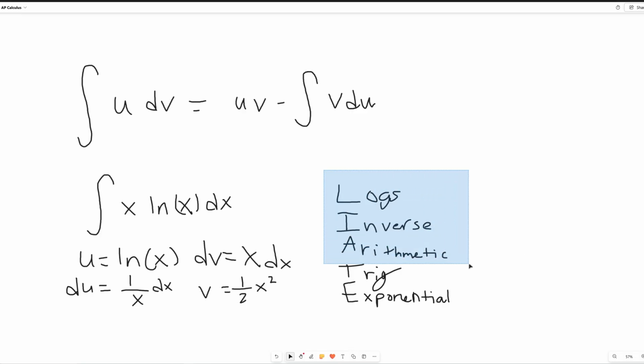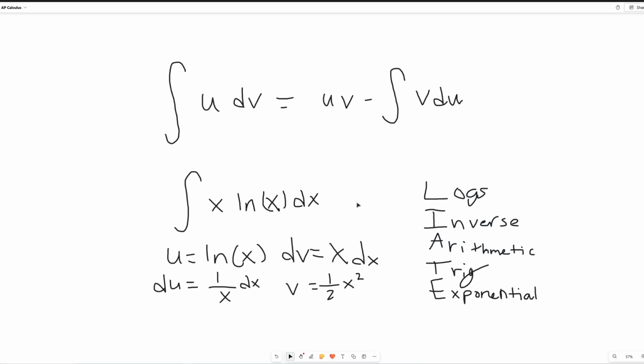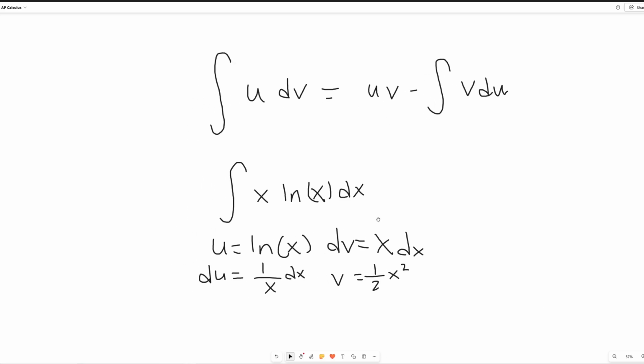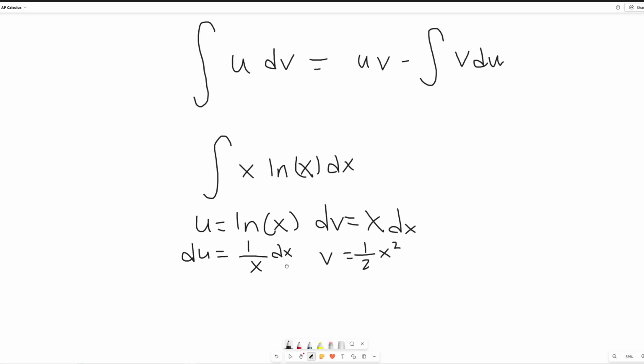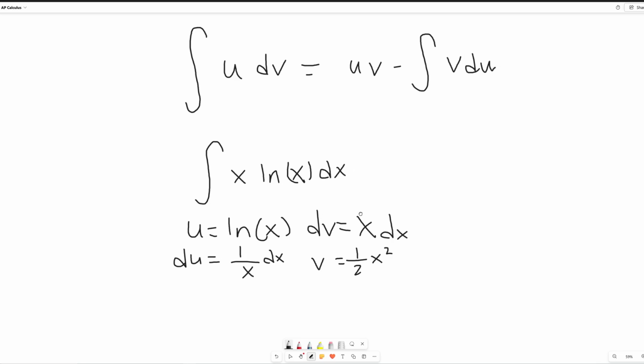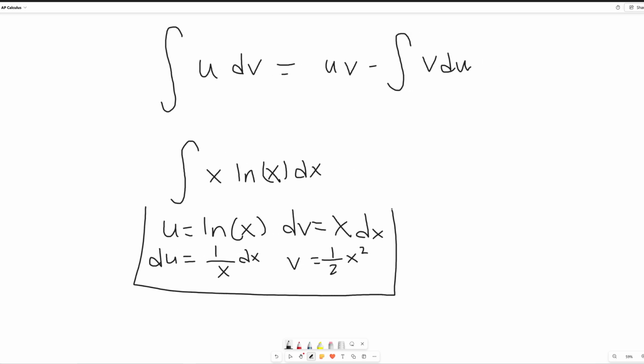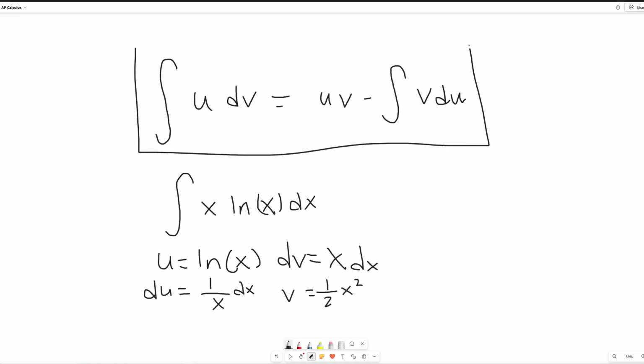So really, these first three are the only ones you should be setting as your u. In this case, log takes priority over arithmetic. So we set our u as natural log of x, and then our dv will naturally be x. Anyways, with these 4 pieces that we just got, we just plug them into this formula. You do have to memorize this formula.